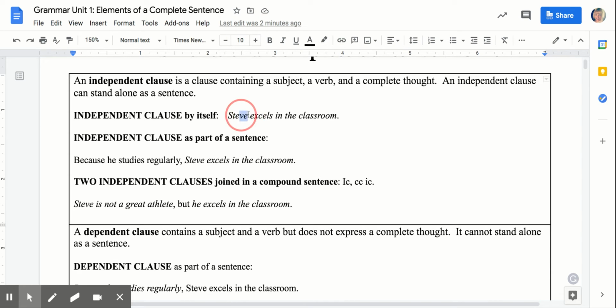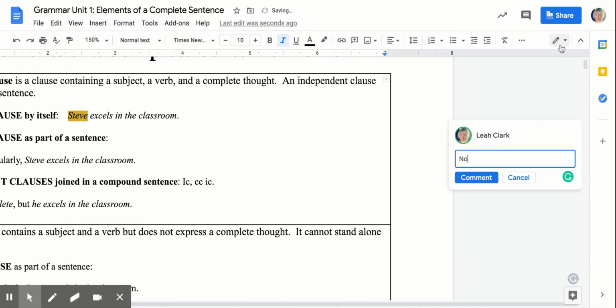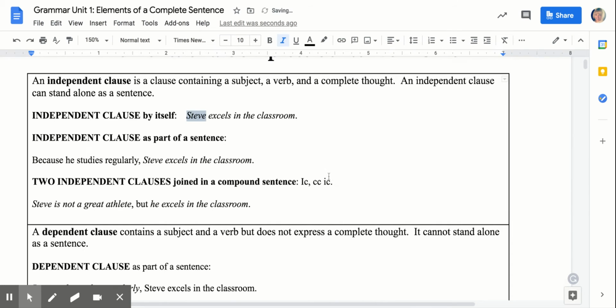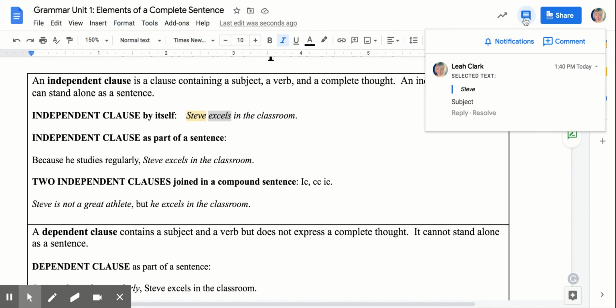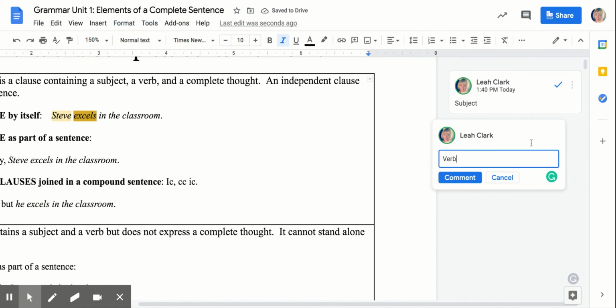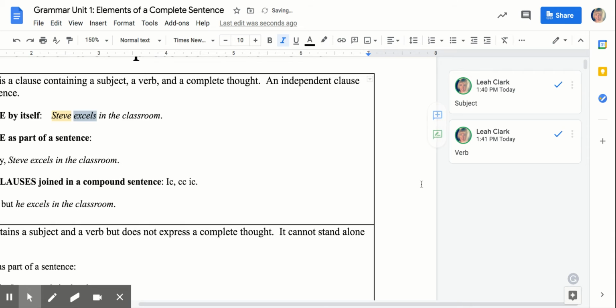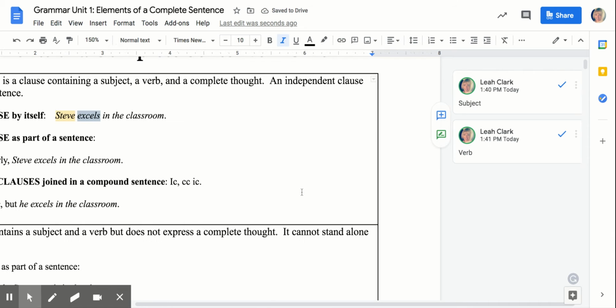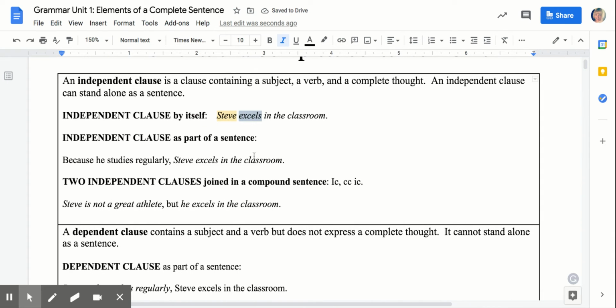Who or what is this sentence about? It's about Steve. Okay. Steve is our subject of the sentence. Okay. What does Steve do? He excels. Okay. And so there is our verb. Okay, so subject plus verb equals independent clause. Who or what is this sentence about, and what are they doing?